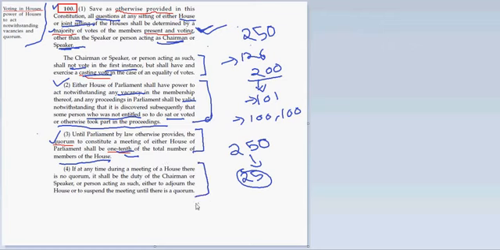Next, clause 4 says if at any time during a meeting of house there is no quorum, it shall be the duty of the chairman or speaker or person acting as such either to adjourn the house or suspend the meeting until there is quorum. This is pretty obvious. Until there is a quorum, proceedings cannot happen, and it's the responsibility of the chairman or the speaker to postpone the meeting or do whatever he thinks is good. That's what it means.